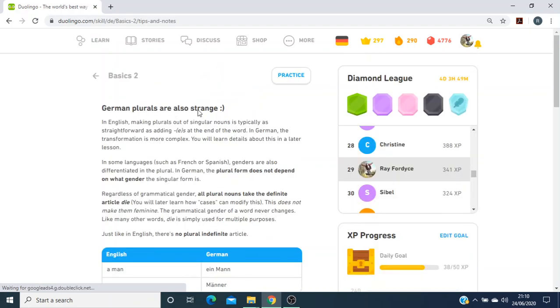So, German plurals are also strange. In English, making plurals out of singular nouns is typically as straightforward as adding s or es at the end of a word. In German, the transformation is more complex. You will learn details about this in a later lesson.